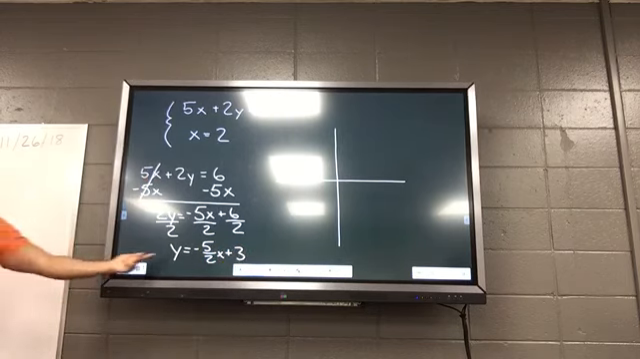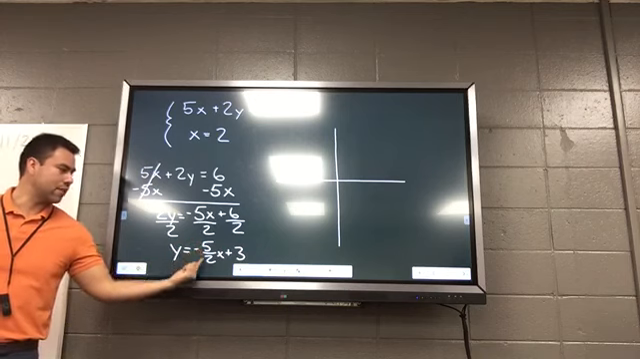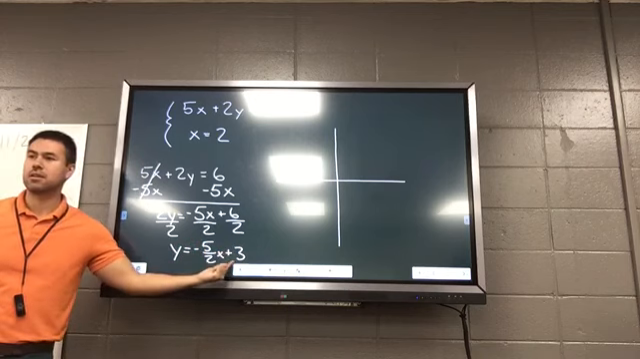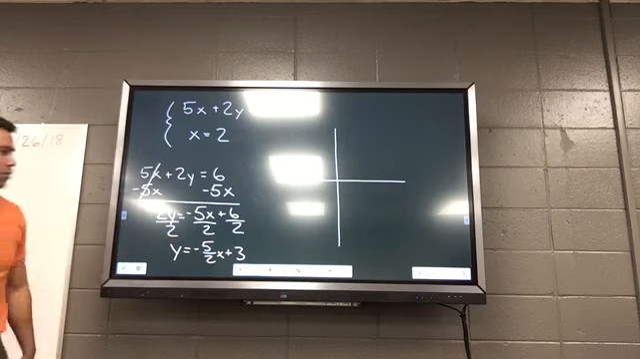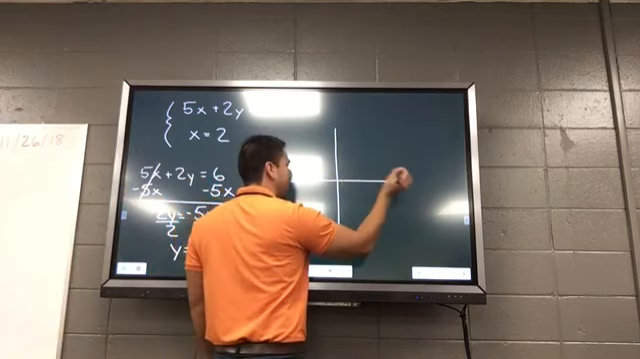Does that look familiar? What's the slope here? Negative 5 halves. What's the y-intercept? 3. So you can get it either way, however you want to use it. All right, on your graph, go out 5 each direction.